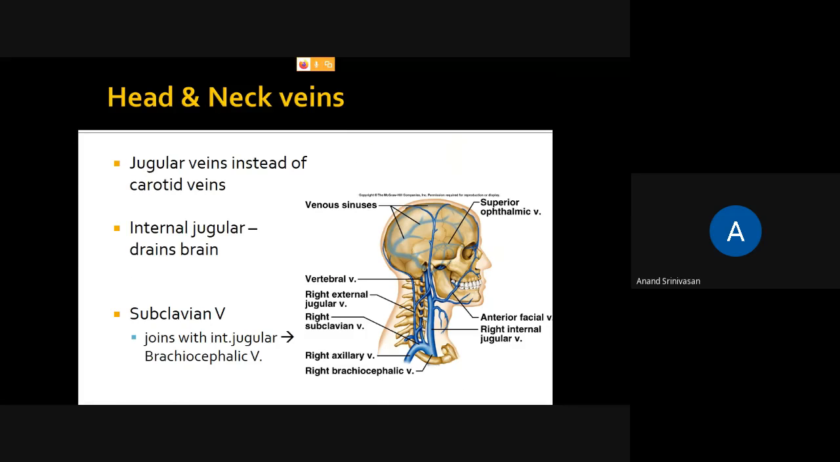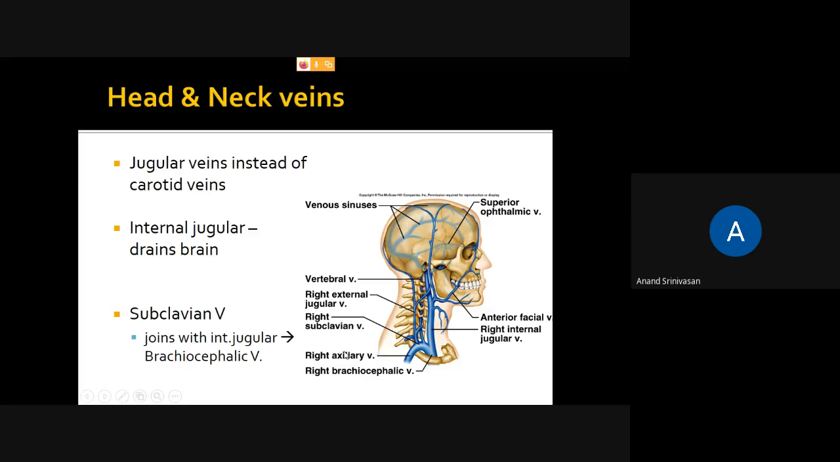Now the head and neck veins. We have seen carotid arteries, right? In the veins, there are no carotid veins. Instead, they are called jugular veins: the internal jugular vein and the external jugular vein. The internal jugular vein drains the brain. You know, the internal carotid artery supplies the brain. Now the internal jugular vein collects all the deoxygenated blood from the brain.